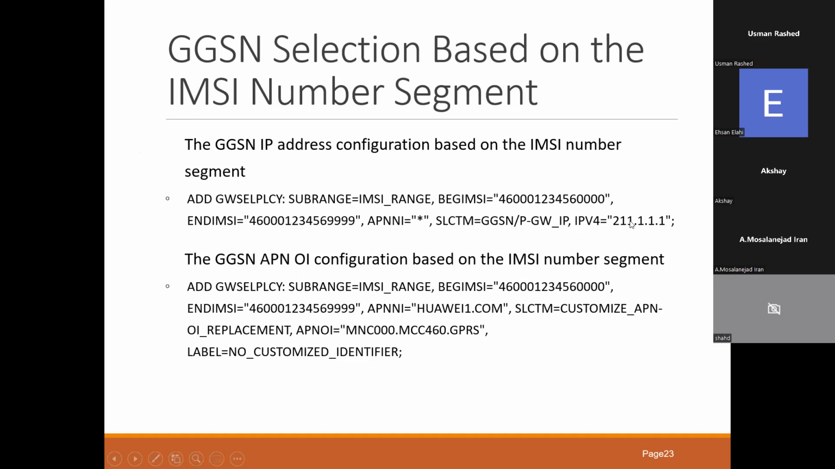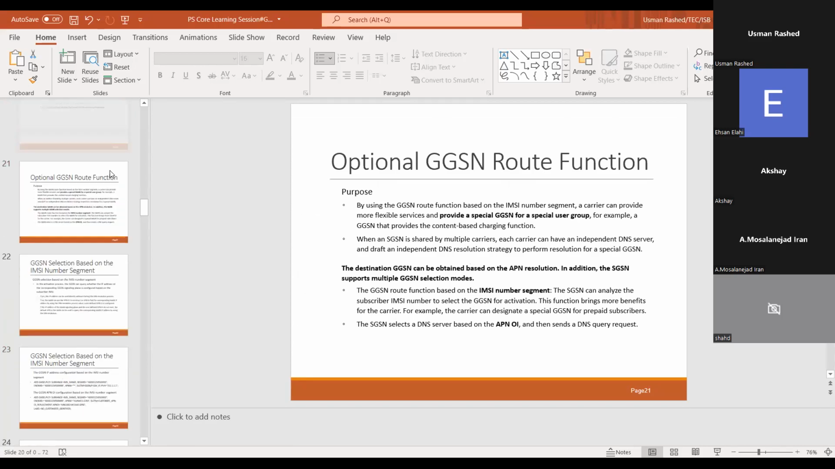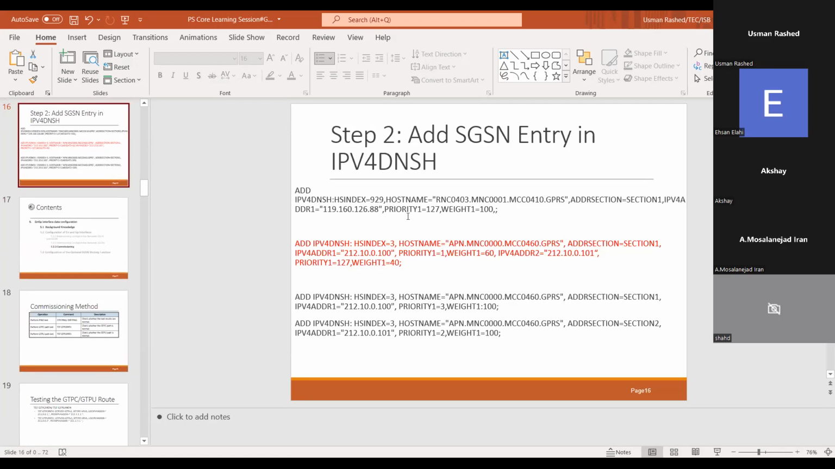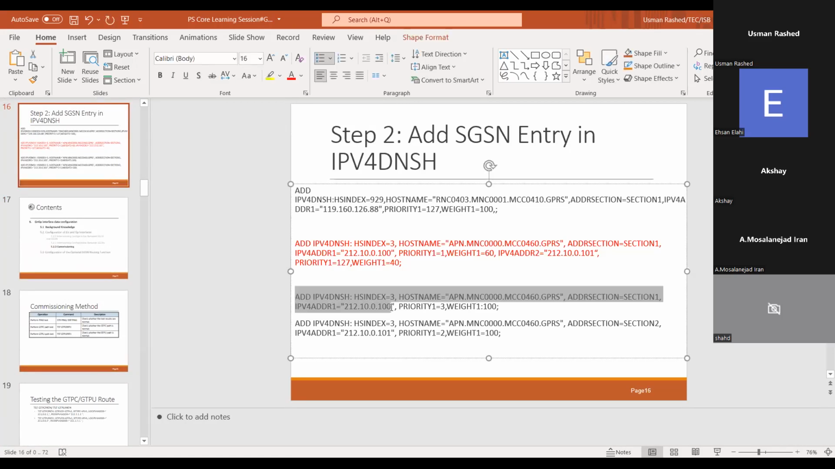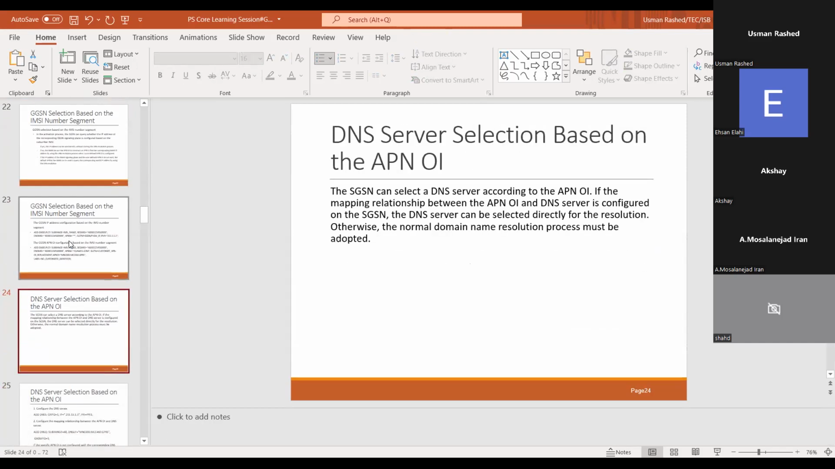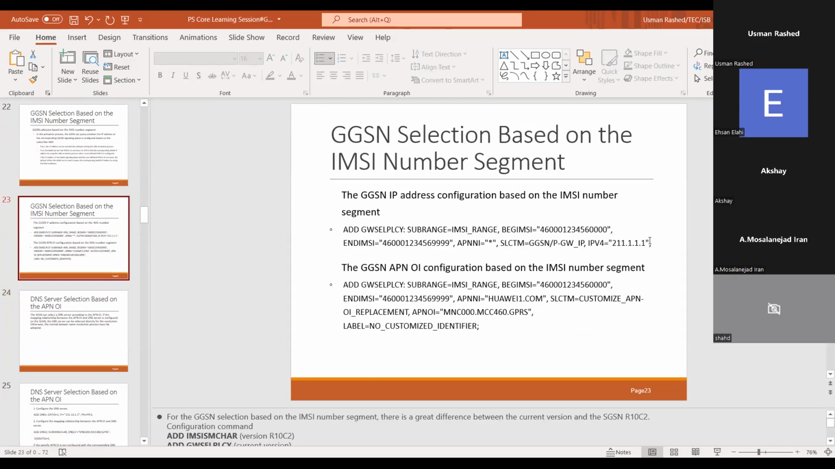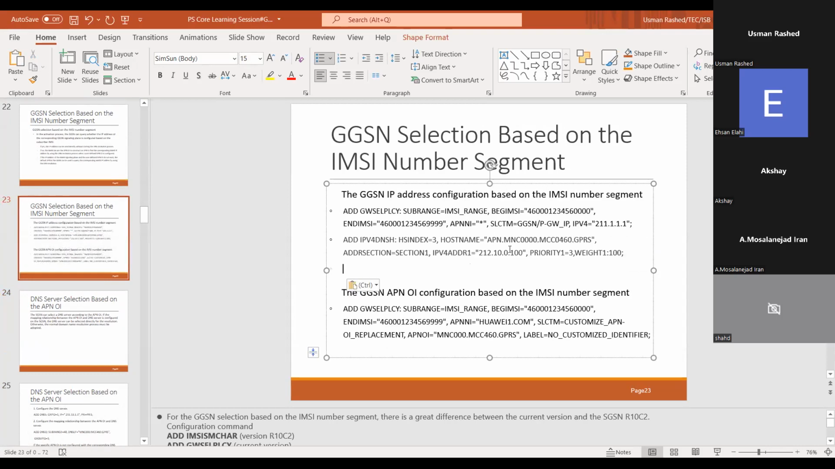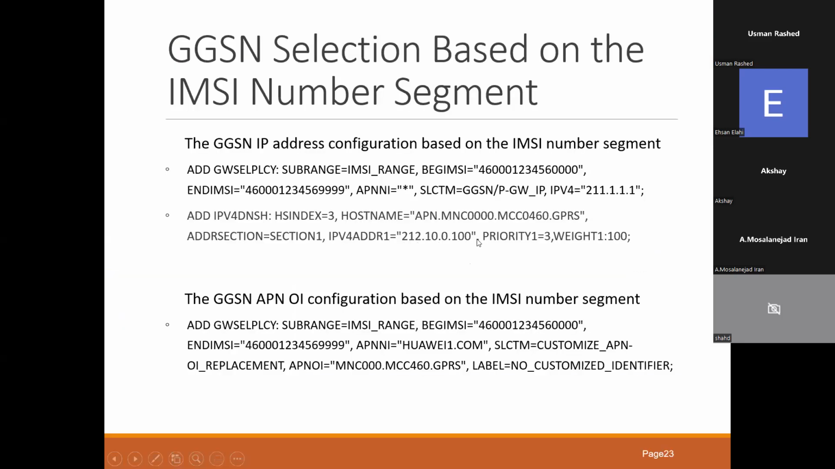Okay, and for example, I'm going to make this a little bit clear. You have these two GGSN. Okay, so this is your routine configuration in which you are specifying that all your traffic should go towards this APN, toward this specific IP address.